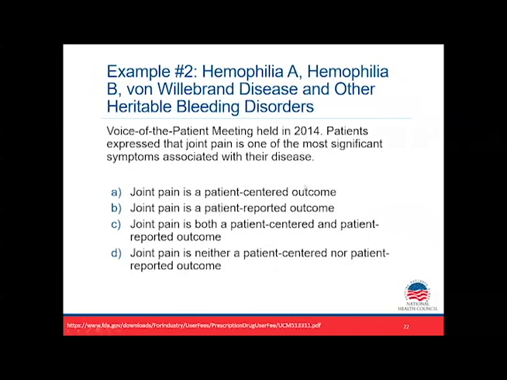All right, so the answer is joint pain is both a patient-centered and patient-reported outcome. So how is it patient-centered? Well, it's patient-centered because patients expressed that joint pain is one of the most significant symptoms associated with their disease. And that came from patients reporting on their experience and how they feel or function with their disease. It's also patient-reported because only a patient can report on their level of pain. Someone else can report what they observe about the patient's pain, but only a patient can report about their pain. So pain with this disorder is both patient-centered and patient-reported.